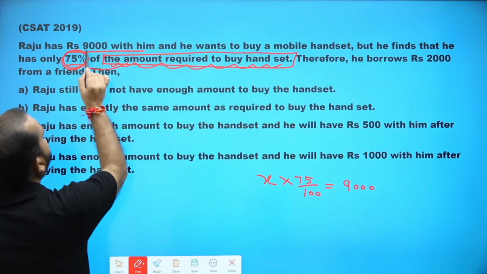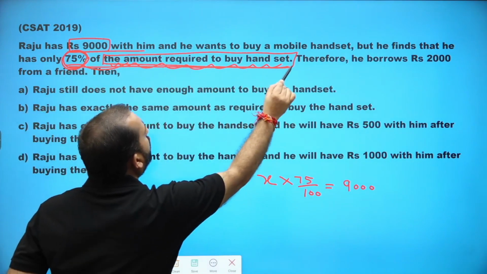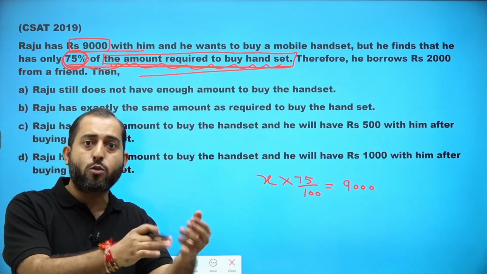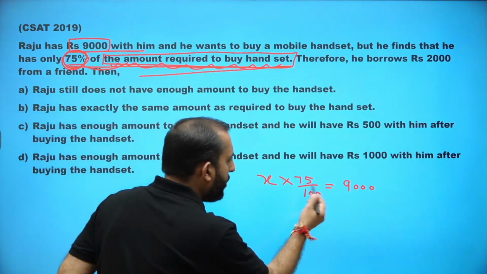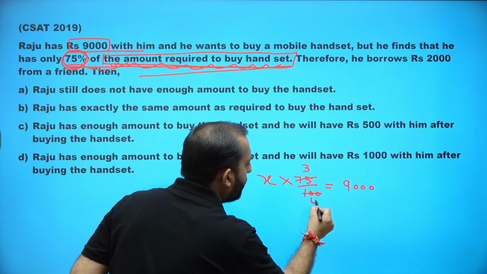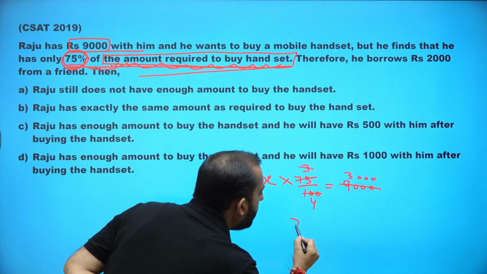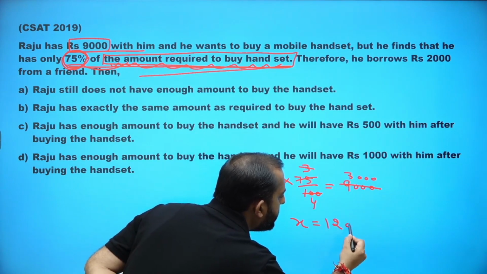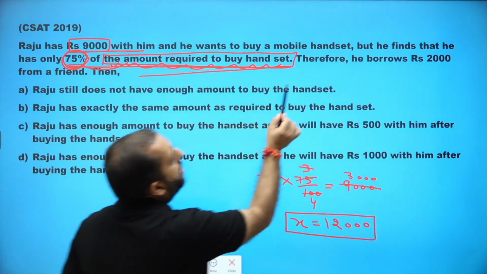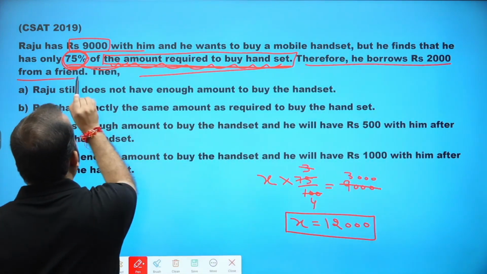because this money is nothing but 75% of the total required money. Let's say total required money is x, so 75% of x is 9,000. Now if we solve this, the total money required to buy that handset should be 12,000. Now the next line, therefore he borrows 2,000 from a friend.